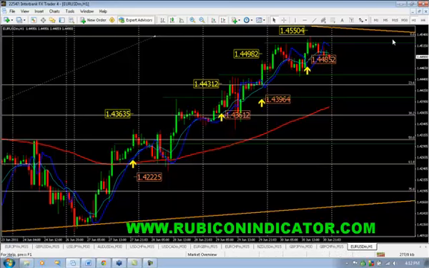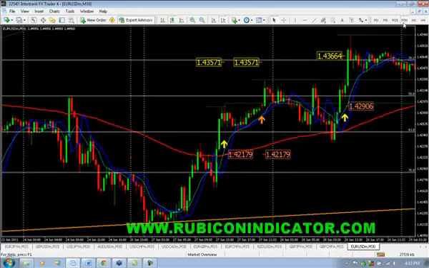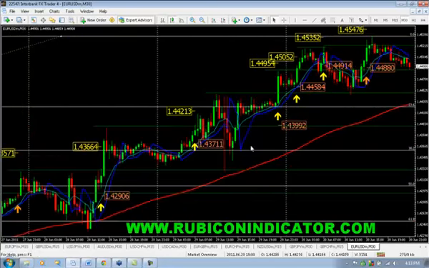Now drop down then to your 30 minute, and there's our trading over the last couple of days on the 30-minute. I do want to stress this here. Optimally, guys, optimally, the Rubicon works at its very best on the 30-minute chart.